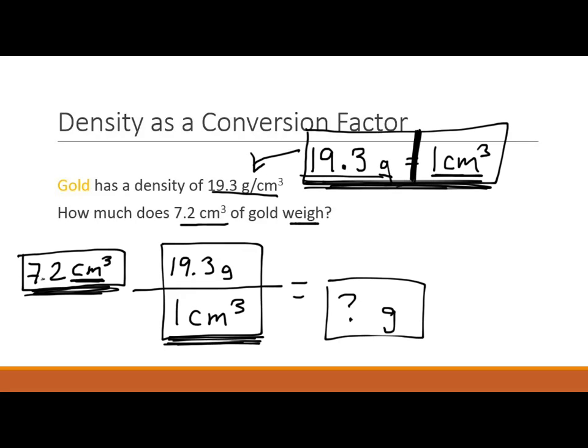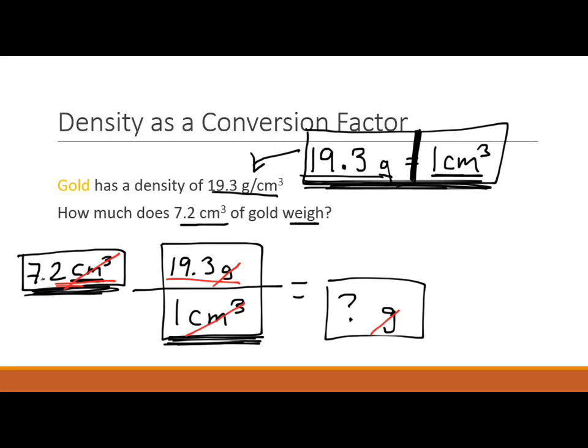At this point, I can double check that everything cancels. Cubic centimeters cancel out quite nicely. Grams cancel out quite nicely. Everything cancels, which means I know I've set this problem up correctly. The only step left is to multiply 7.2 times 19.3. Plug that into my calculator.